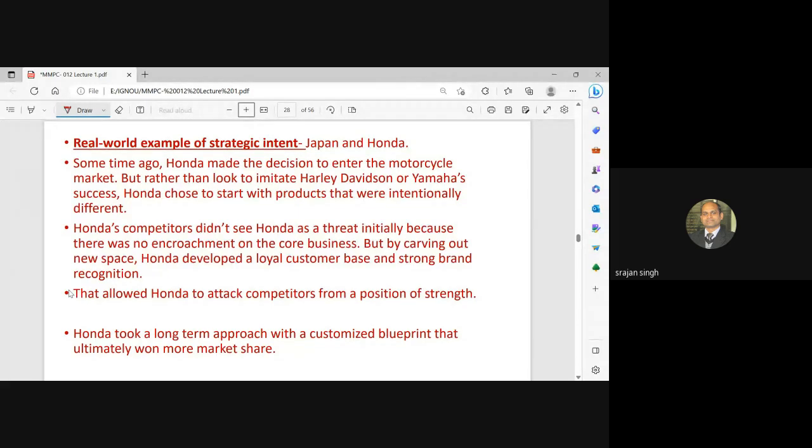Some time ago, Honda made a decision to enter the motorcycle market, but rather than look to imitate Harley Davidson or Yamaha's success, because Yamaha was a super success at that time, Honda chose to start with products that were intentionally different. Honda's competitors didn't see Honda as a threat initially, because there was no encroachment of the core business, because everyone knew that Yamaha and Harley at that time had a great market share. But by carving out new space, Honda developed a loyal customer base and strong brand recognition that allowed Honda to attack competitors from a position of strength. Honda took a long-term approach with a customized blueprint that ultimately won more market share than Yamaha or Harley.